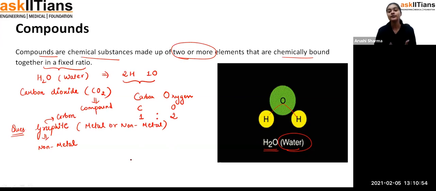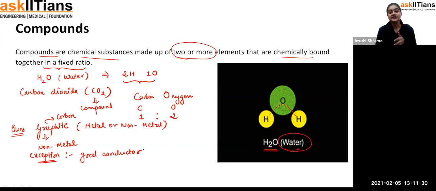You see, ma'am, how are we going to find out which is metal and which is non-metal? So students, we can say that metals are conductors of heat and electricity, and non-metals are not conductors of heat and electricity. That is why graphite is made up of carbon and we are calling it a non-metal. But students, again, there is an exception. The exception is what? As we have seen, non-metals are not good conductors of heat and electricity. So graphite is one of those non-metals which is a good conductor of heat and electricity.